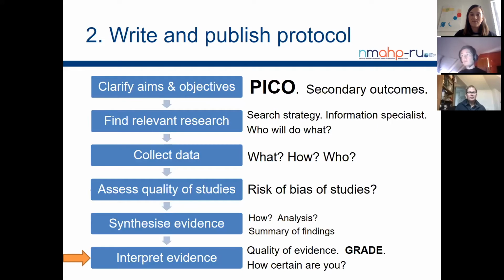When you have written your protocol, very important then to make sure that it's published in order that it's transparent, again, to avoid research waste and people then duplicating and working on the same review.